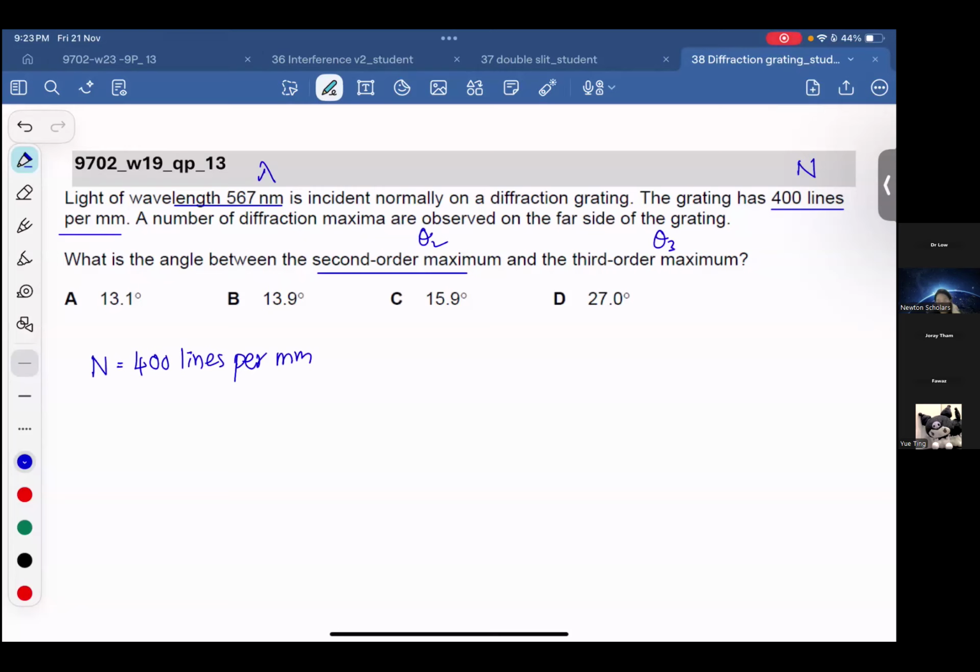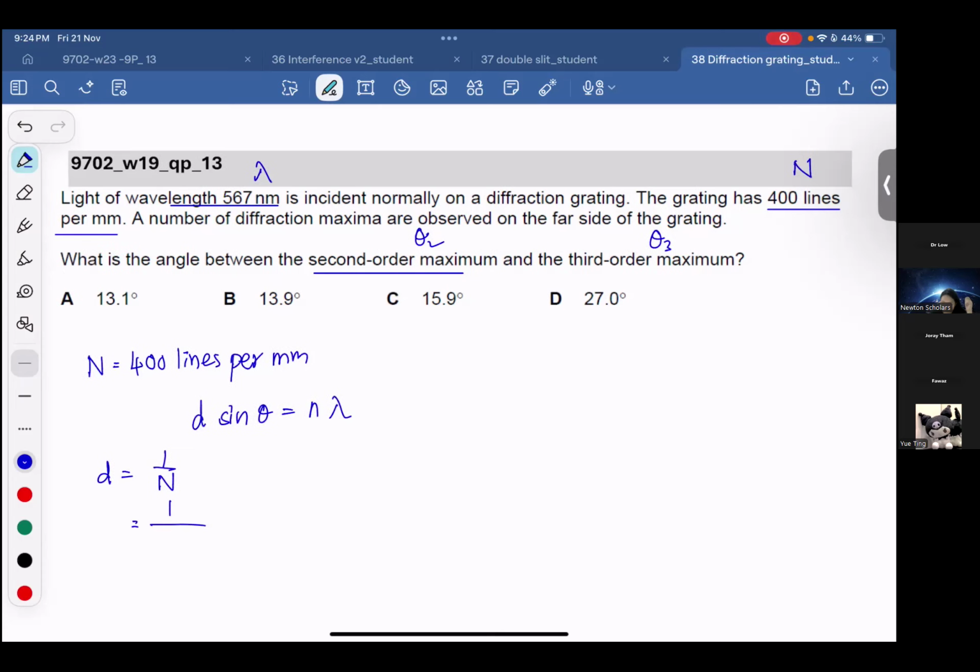Angle between them. So that means we need to use the formula d sine theta equals to n wavelength. The d we don't have, we have to calculate d first. D is 1 over n, and I told you we need to convert to meter, not mm. So that means 1 divided by 400 lines per mm, in meter is 1 times 10 power of negative 3.